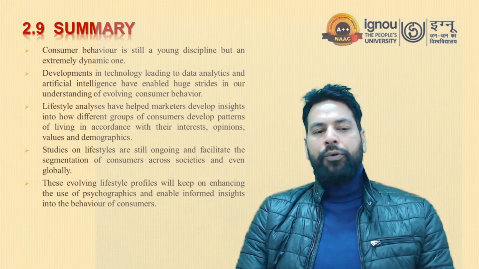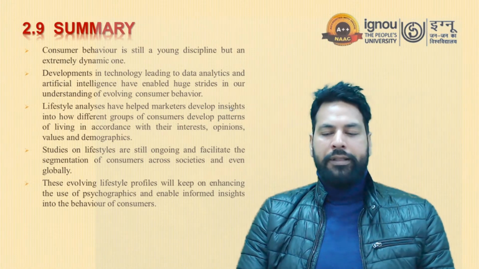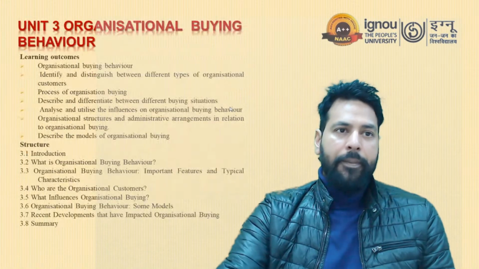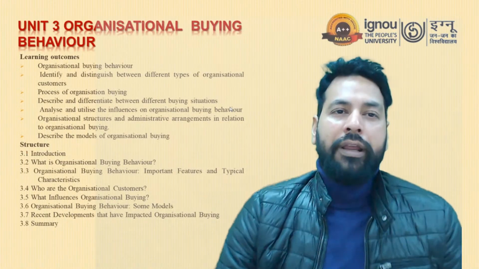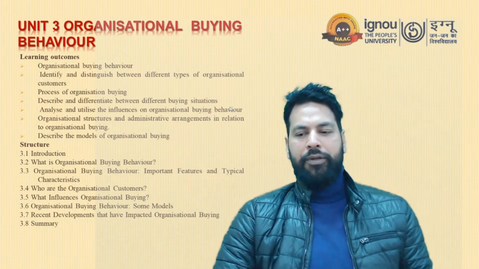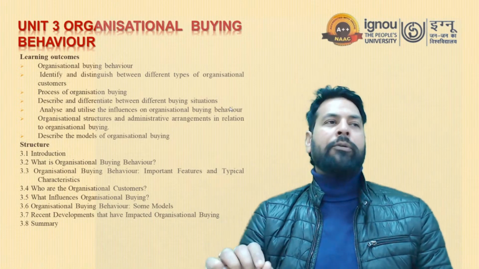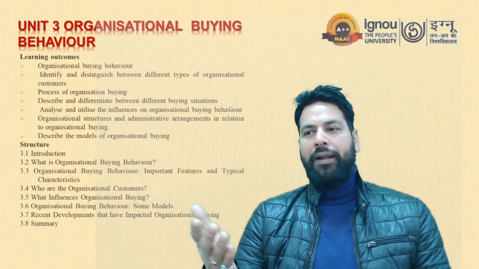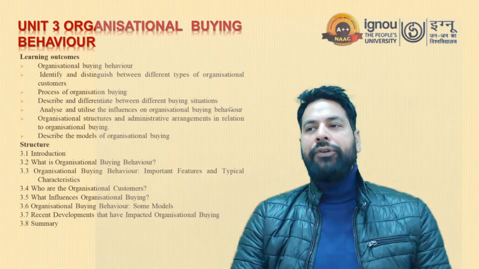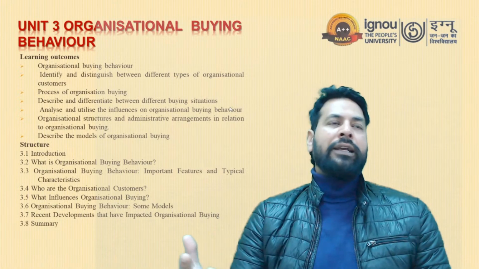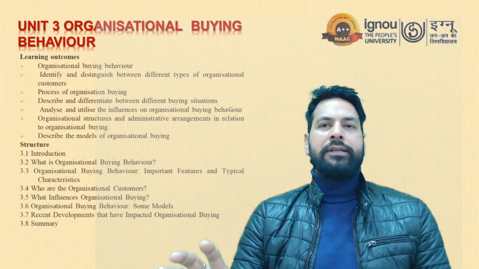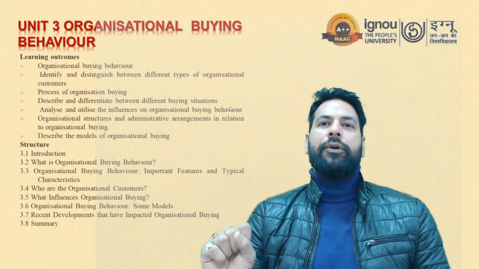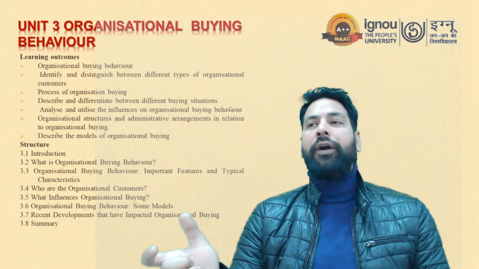So with this, we have come to the end of Unit 2. Now we'll move ahead to Unit 3. So let's begin. Here we are talking about organizational buying behavior. Remember, so far in the first unit we understood about the consumer and its nature, its scope and its usage. In the second unit we spoke about lifestyle, and there we were more concerned about an individual or a group of individuals. But Unit 3 will talk about organization.